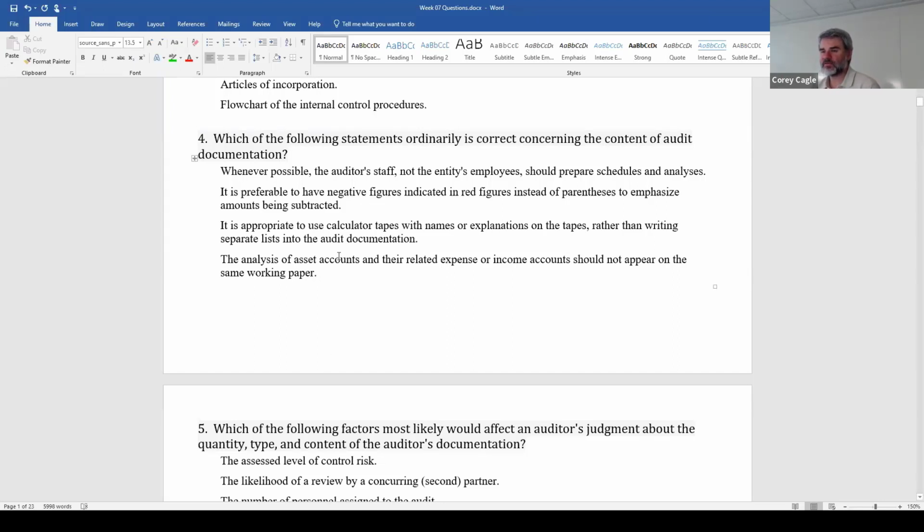B says it's preferable to have negative, oh yeah, this was neat. It's preferable to have negative figures indicated in red instead of in parentheses to emphasize that amounts are being subtracted. So with B, they're making the point that you should not do this. You should not have negative figures in red, because if you photocopy that, you lose the red and then nothing makes sense anymore. So that's kind of why we use parentheses like that.